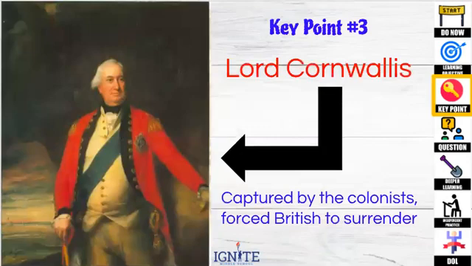Another major reason the colonists won that battle was because they captured Lord Cornwallis. So this is Lord Cornwallis. He was a British general, or a British lord. He was captured by the colonists, and that forced the British to surrender. Once one of the most valuable and knowledgeable people on the British side was captured, the British realized they couldn't go on without him, which forced them to surrender.